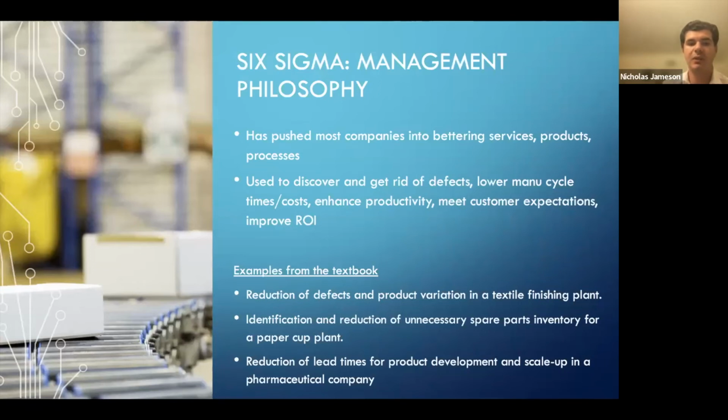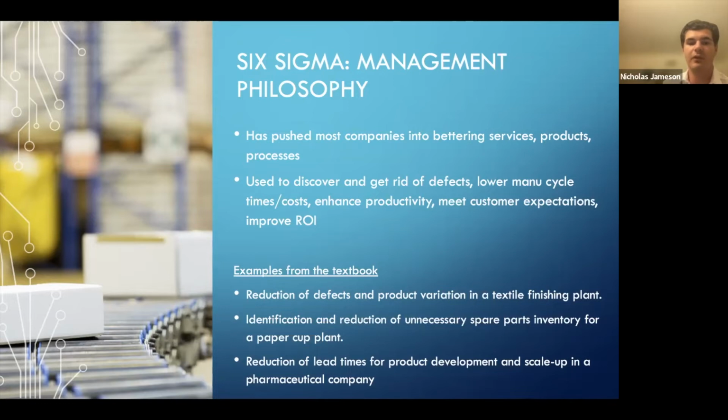Besides using Six Sigma to set quality expectations, it can also be used as a management philosophy which drives companies into bettering products, services, and processes. The goal is to improve businesses by getting rid of defects and errors, reducing manufacturing cycle times and costs, enhancing productivity, meeting customer expectations, and improving return on investment in both manufacturing and service operations.